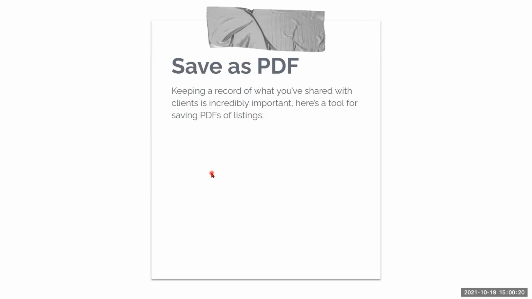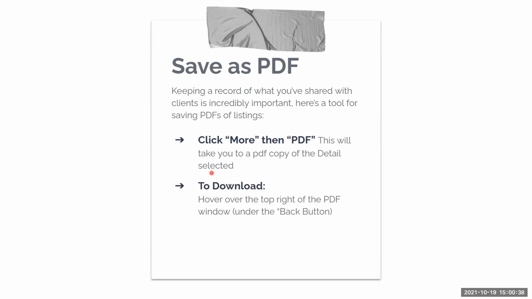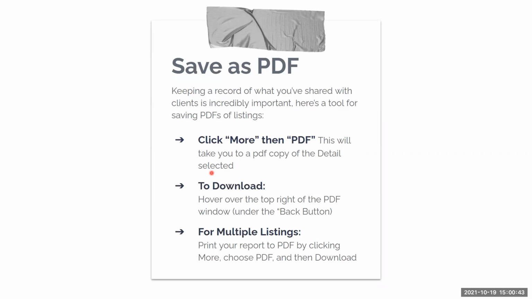So, with saving, with OREA, you're required to save documentation for a period of 6 years. And that includes listings. So any listings that you show, you need to save. And that's simply done by clicking that more button and then PDF. And you can click on the download button. And I'll show you that here. Let's jump into Paragon.